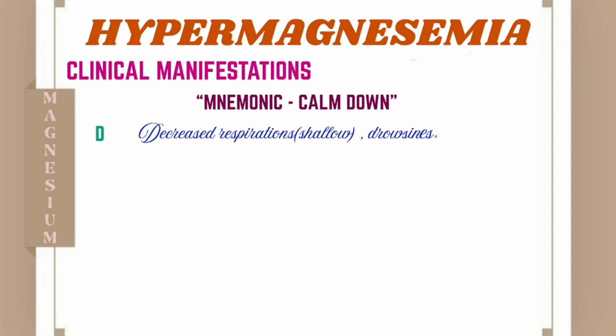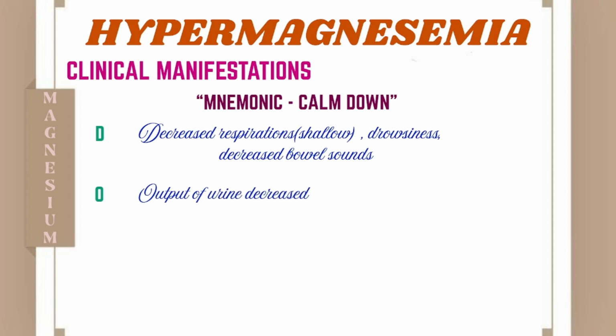D stands for decreased respirations, shallow respirations, drowsiness, decreased bowel movements. O, output of urine decreased. Because of high magnesium, kidney function is impaired, so urine output drops. Oliguria develops. W, weak pulse, warm, flushed skin. Magnesium causes vasodilation. So, due to vasodilation, flushed skin and warm sensations occur.